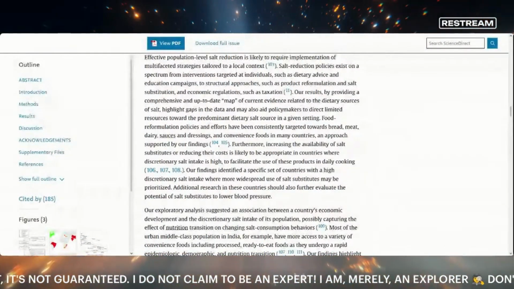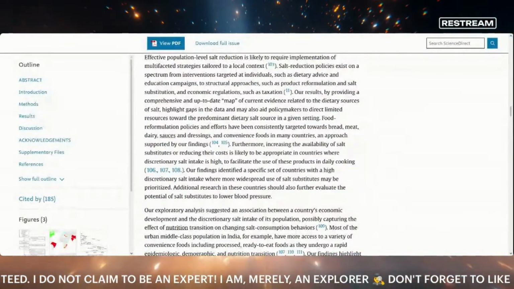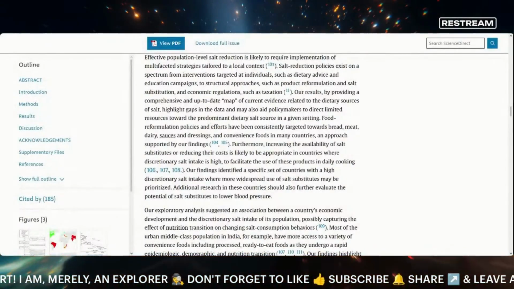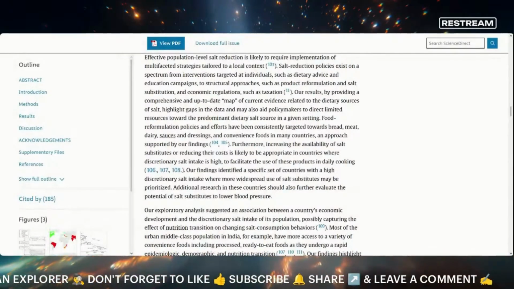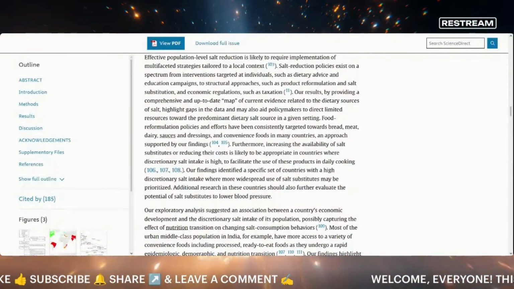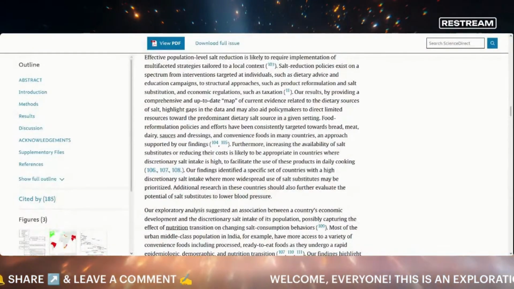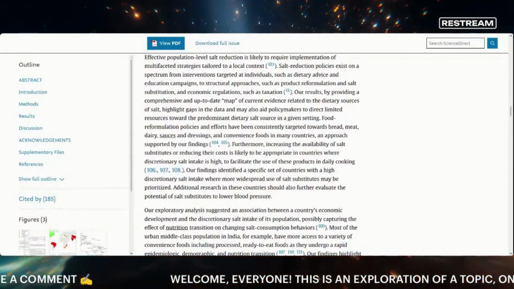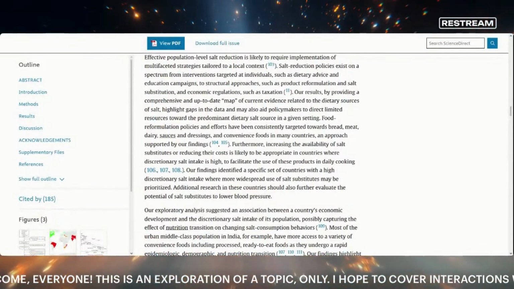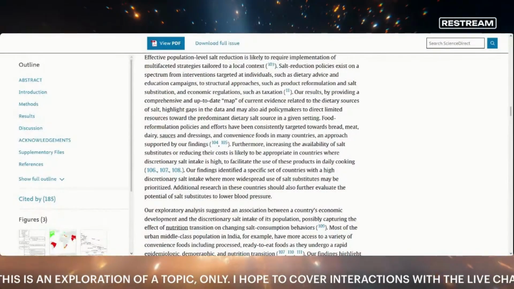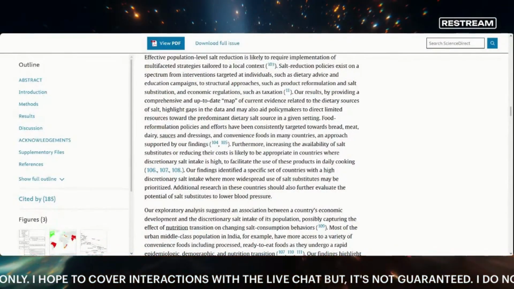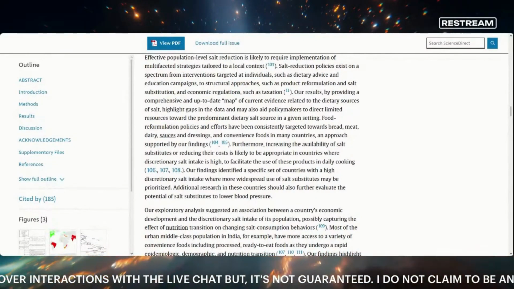Food reformulation policies and efforts have been consistently targeted towards bread, meat, dairy, sauces and dressings, and convenience foods in many countries, an approach supported by our findings. Furthermore, increasing the availability of salt substitutes or reducing their costs is likely to be appropriate in countries where discretionary salt intake is high to facilitate the use of these products in daily cooking.